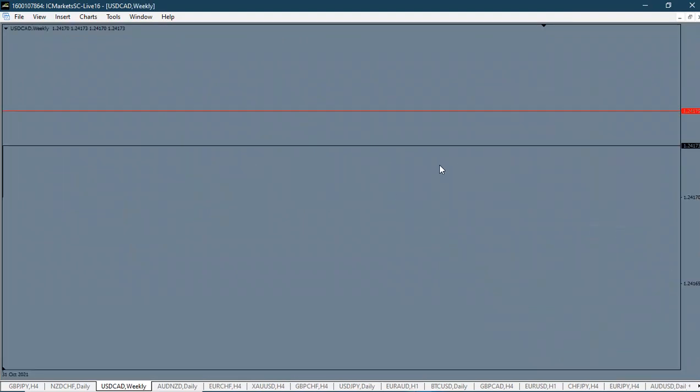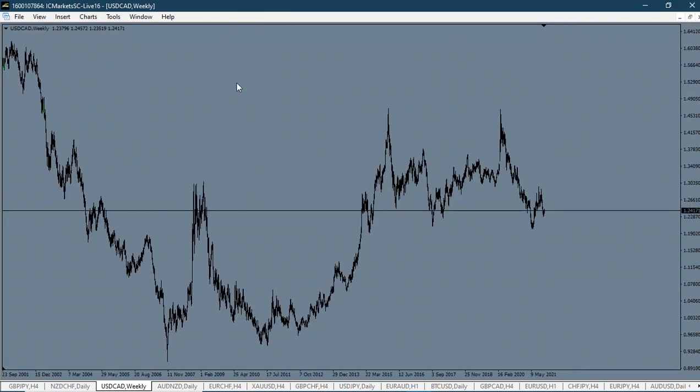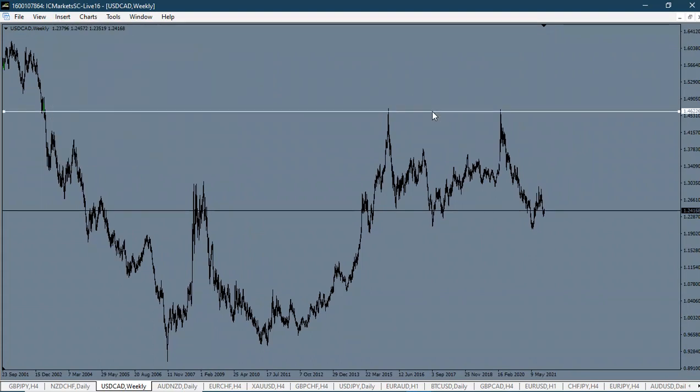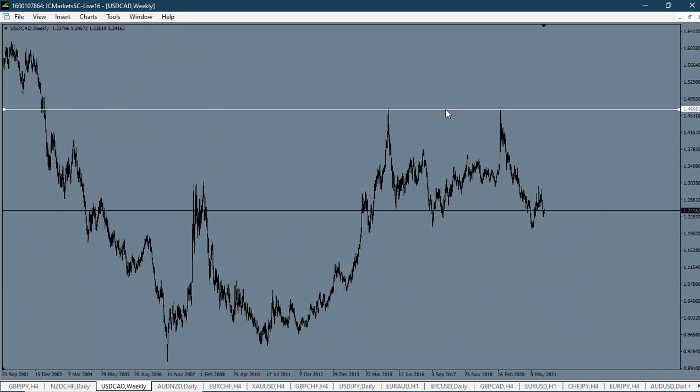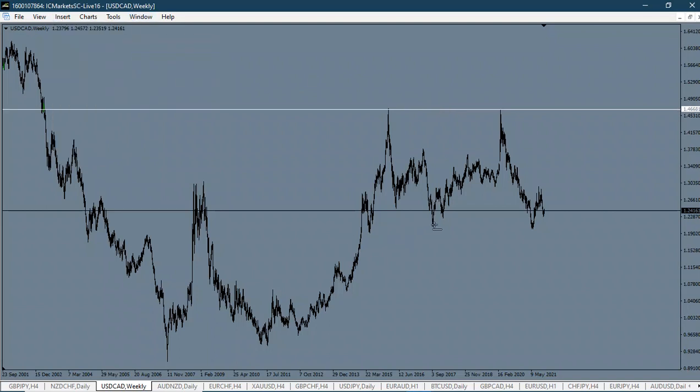USDCAD, same story also. We start at the higher time frame to see what has been happening here. As you can see, we had our resistance area right there, which formed a double top, and we had a strong support area right here, which was our neckline of this double top.